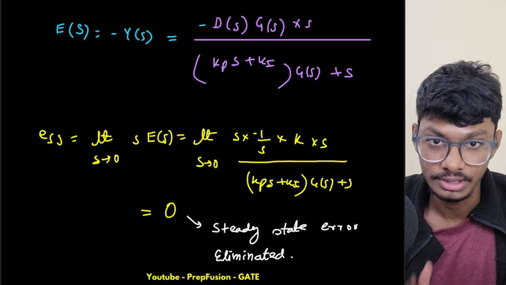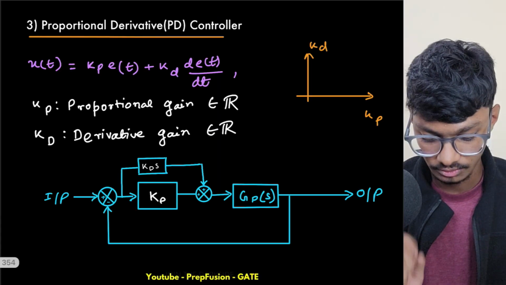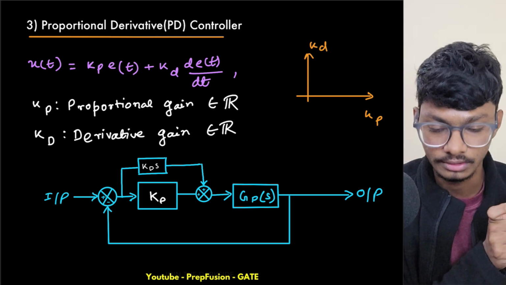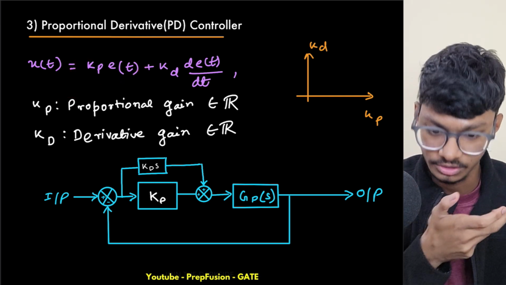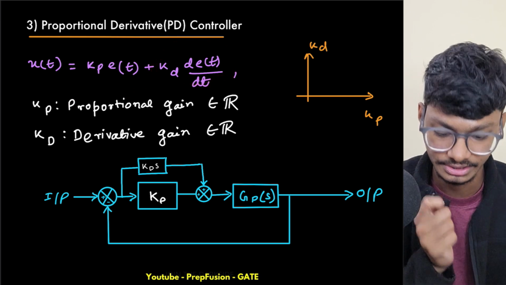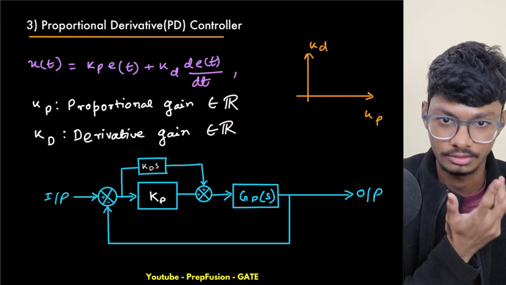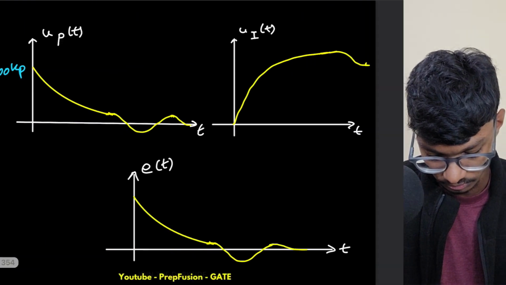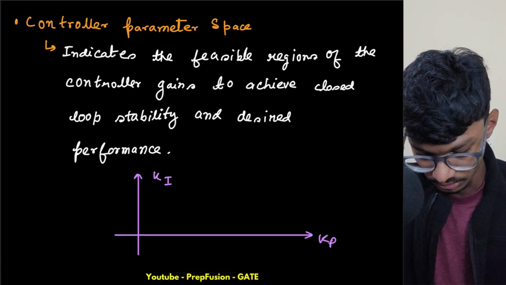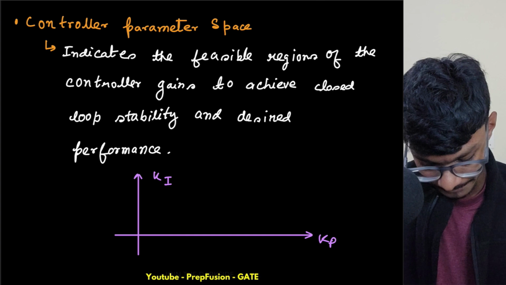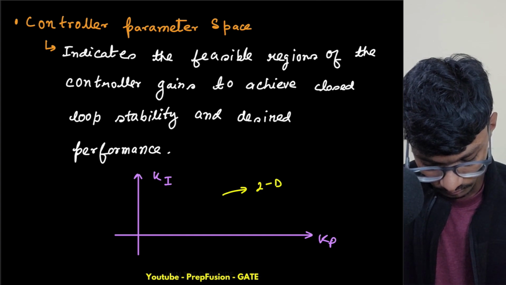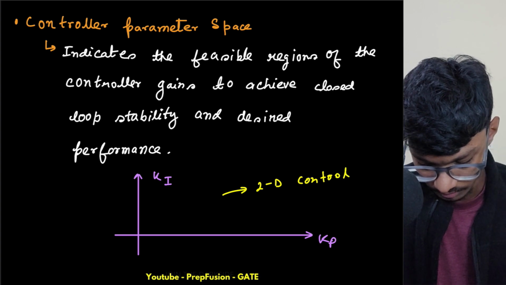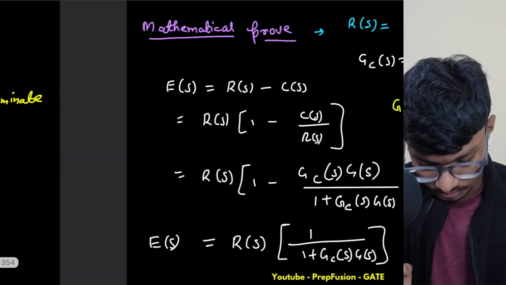Now we will study the proportional derivative controller. So let's start with the proportional derivative controller. Here the output of the controller will be proportional to the error signal plus the differentiation of the error signal. Okay, so again my controller space will be 2D. In the previous case also it was a 2D controller space. I forgot to tell back then. This is a 2D controller parameter space.